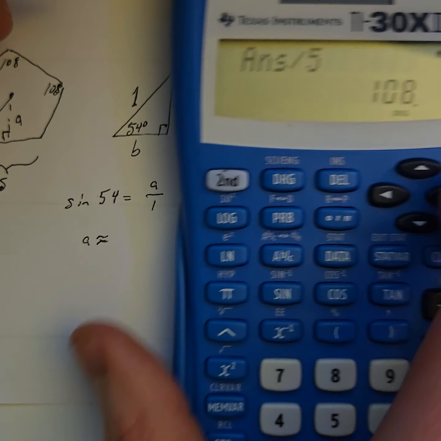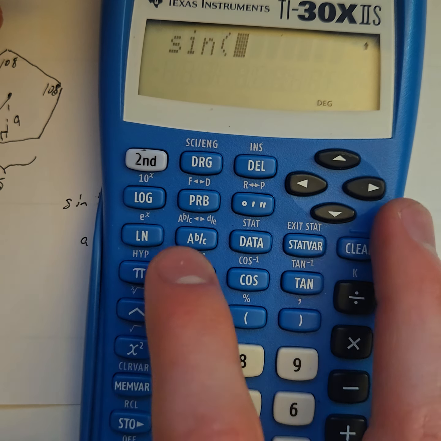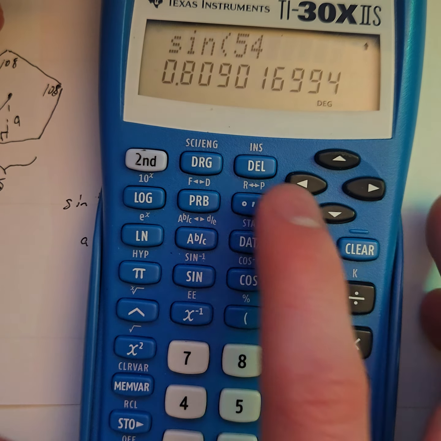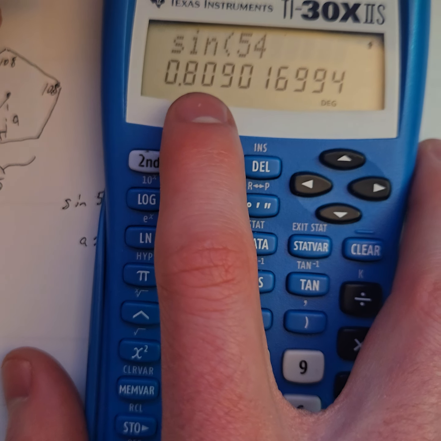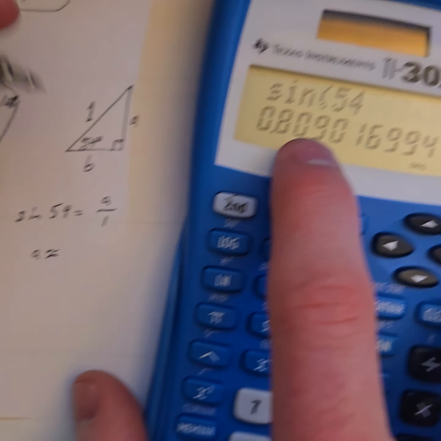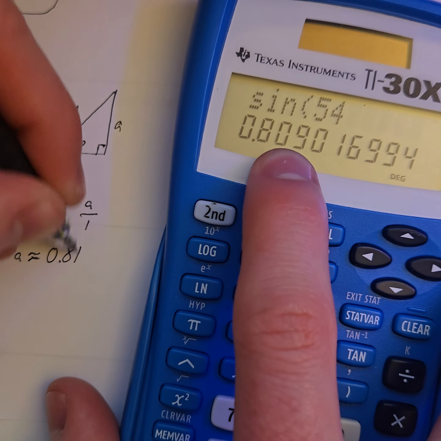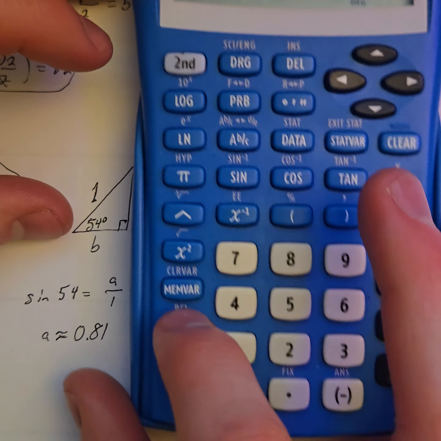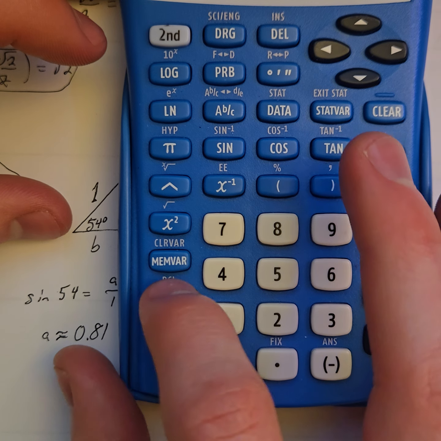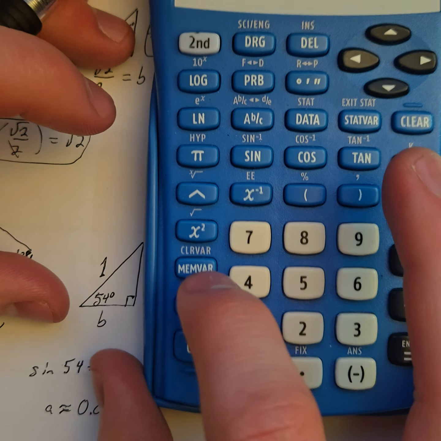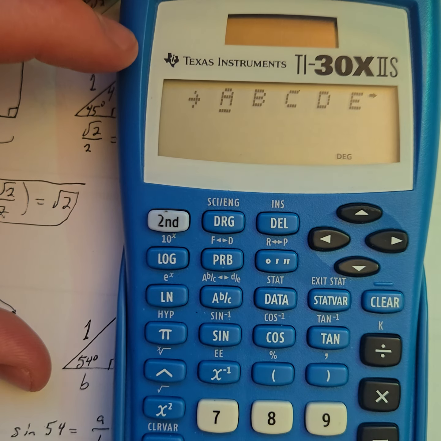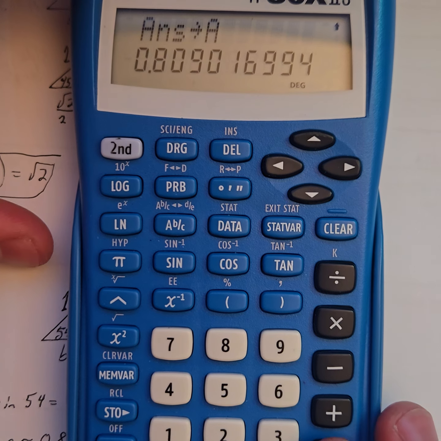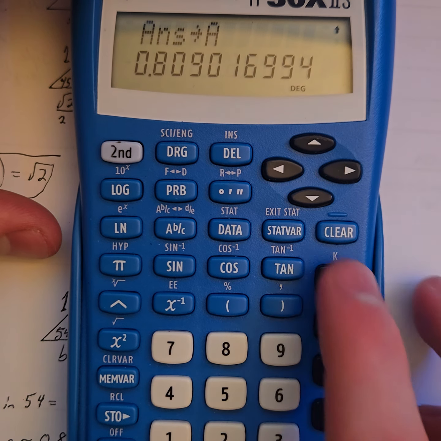So let's go to our calculators. Let's type in sine of 54, and we get 0.81 approximately. And I'm going to do a fancy thing here. I'm going to store this as A in my calculator. I'm going to hit the store button, and store it as A. So now I have that number stored.